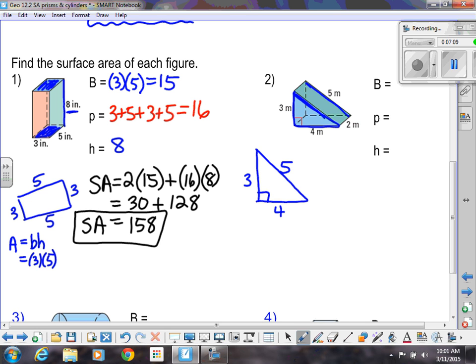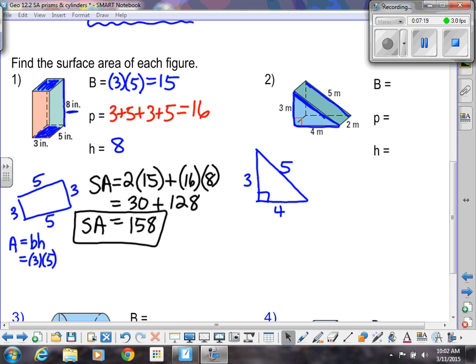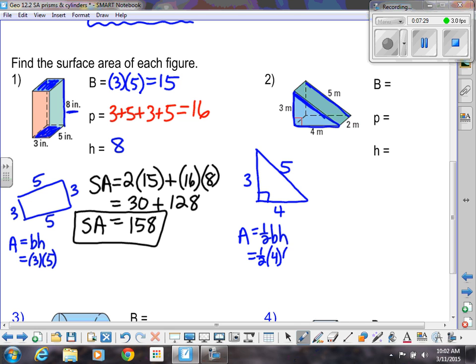So if I wanted to find capital B, that's the area of the base. So remember, to find the area of a triangle, we're going to be doing 1/2 base times height. So I'm going to be doing 1/2. The base of this little triangle right here is 4, and then the height of that little triangle is 3. So for capital B, I'm doing 1/2 times 4 times 3, which is 6. So capital B is 6.